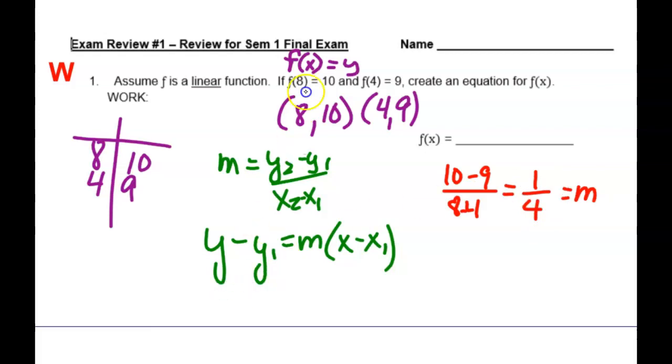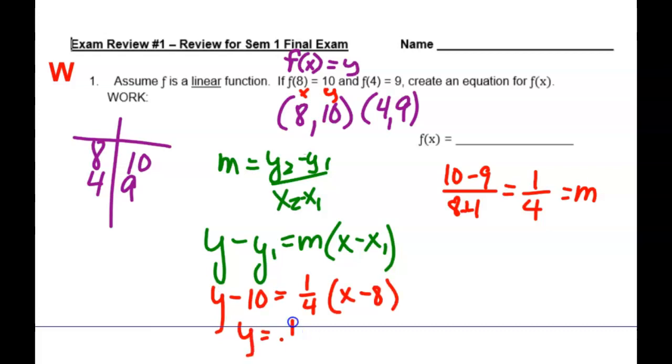If I put in this for the x and this for the y, I would have y minus 10 equals 1/4 times x minus 8. When I distribute this, I get 1/4 x minus 2, and then I add the 10 over there. I get y equals 1/4 x plus 8.